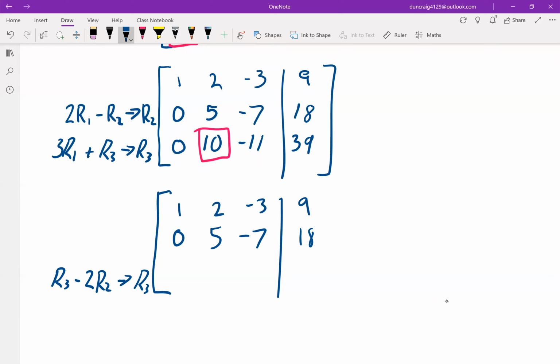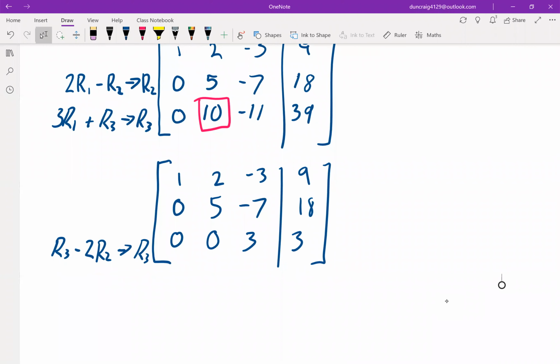So the zeros, nothing's really going to change there. So 10 take 2 times 5, so 10 take 10, that's going to give me a 0. -11 take 2 lots of -7, so it's going to be -11 plus 14, which is going to be 3. And then I've got R3 plus, I'll take 2 lots of 18, so 36, that's going to be 3 as well. Okay, so what have we got here?